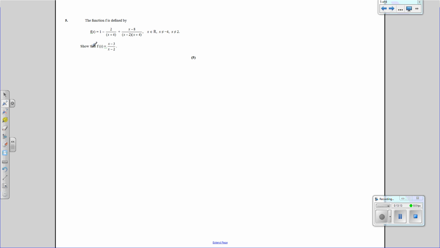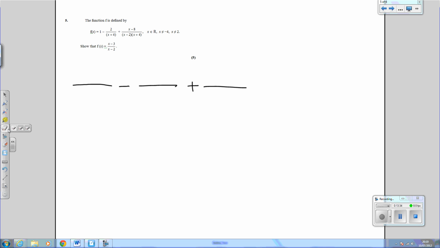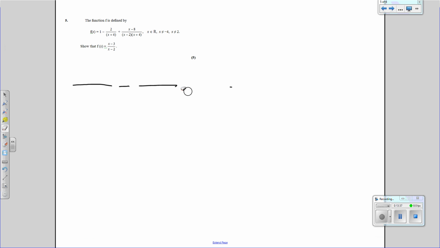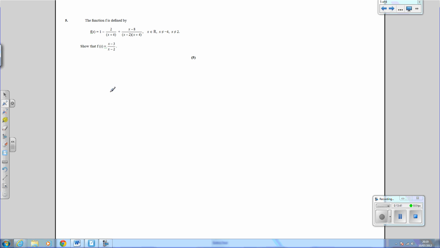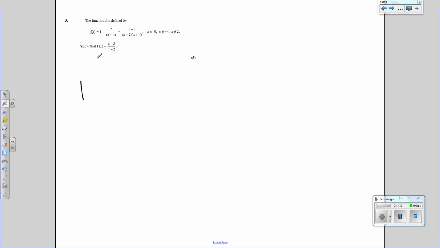So we've got all this, and it's something, subtract something, add something. We need the lowest common denominator. Nothing cancels out. So this third fraction is over an x minus 2, x plus 4. So in fact what I'm going to do, I'm going to write it out again. I wasn't going to, but it's too small up here.